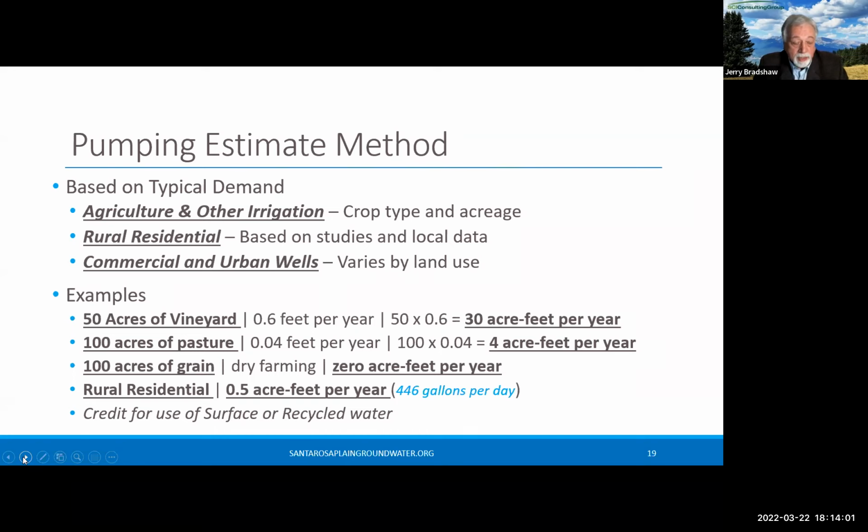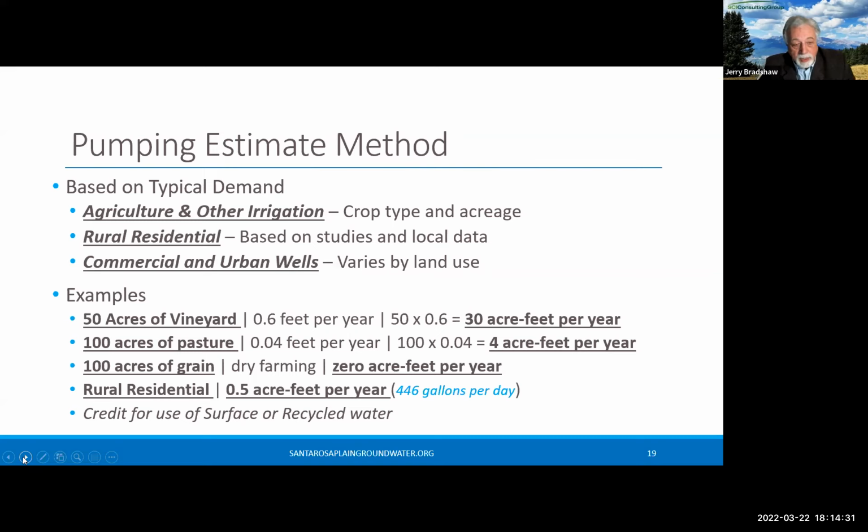And the rural residential, as I mentioned, we assume is 0.5 acre feet per year. That's what the average comes out to for the various studies we've looked at. That converts to about 446 gallons per day for the average use, and the per capita use can be anywhere from 100 to 130 gallons per day on average for the per capita, plus a little bit more for some outside irrigation. So that's how the rural residential works.